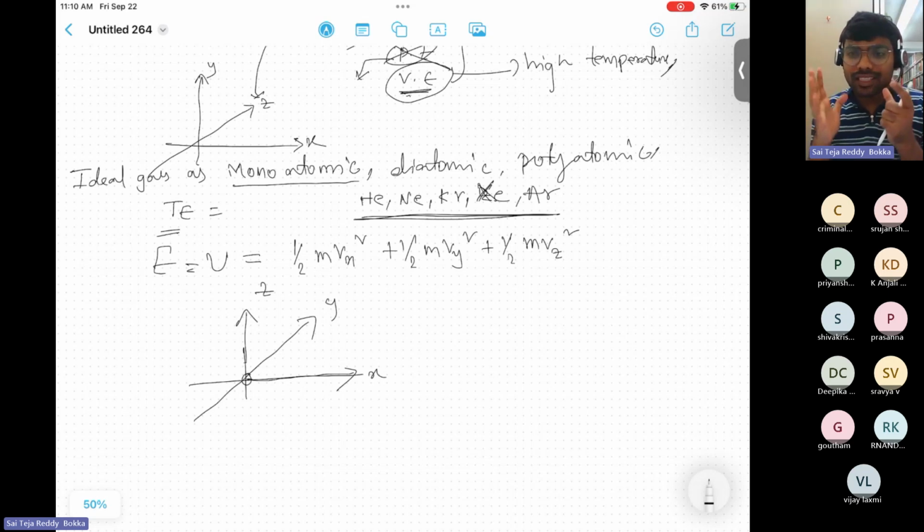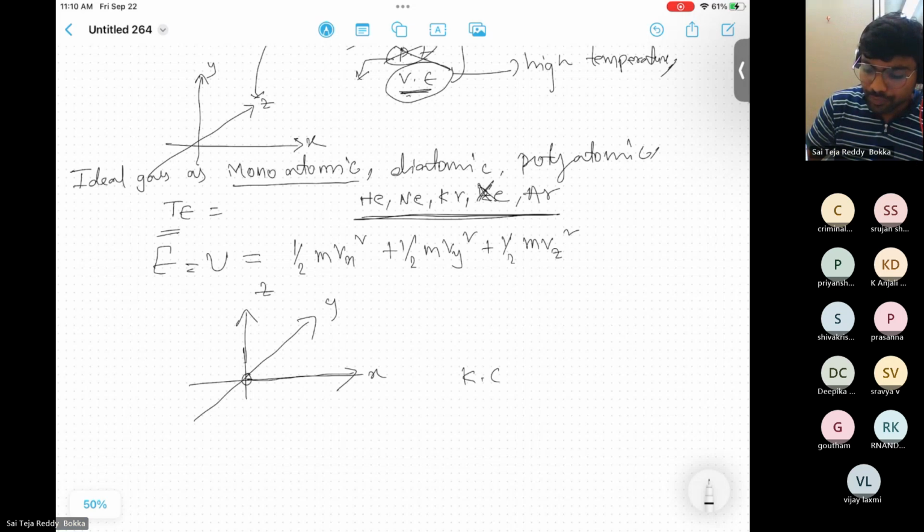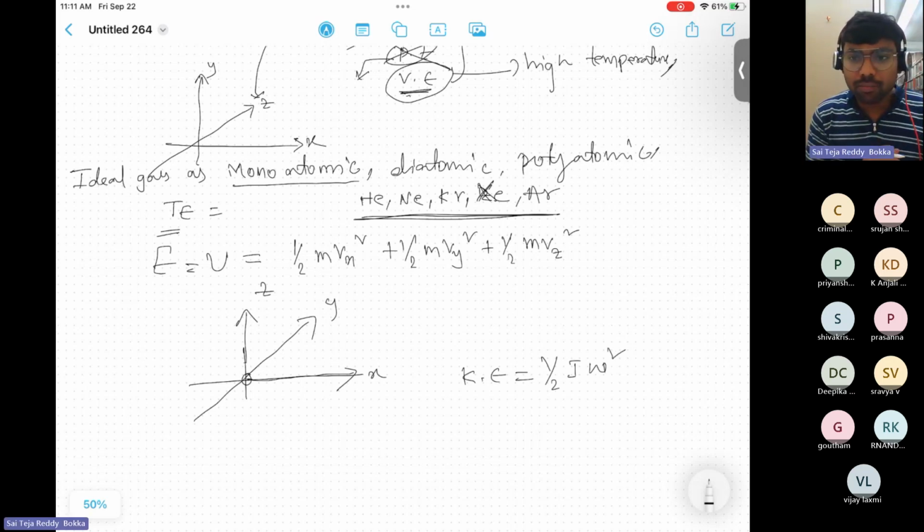So as we are considering a kinetic energy, what would be the formula? 1 by 2 I omega square. Do you remember this? I is the moment of inertia.